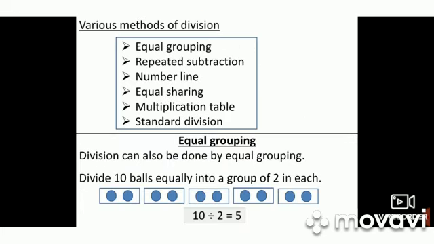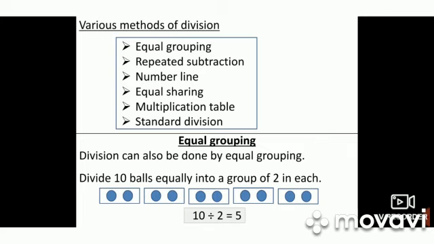Various methods of division. You are going to learn different types of methods used for division. First, equal grouping, followed by repeated subtraction, using number line, using equal sharing and multiplication table, and a very important method, the standard division method. First we will see equal grouping. Here, divide 10 balls equally into groups of 2 in each. What you have to do?